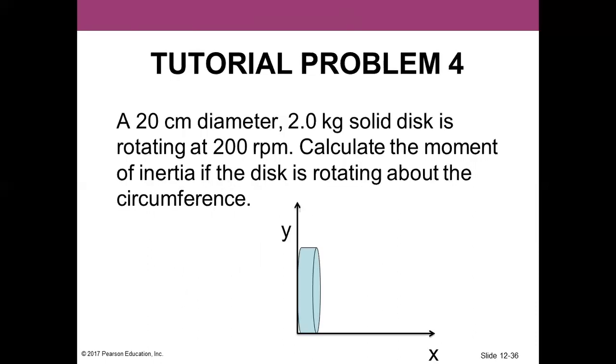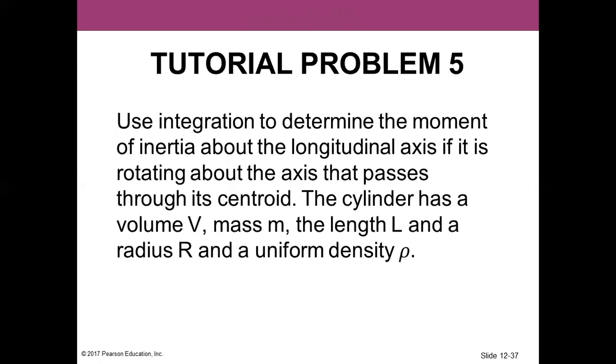Tutorial problem number 4, please do it by yourself at home. You have a 20 centimeter diameter, 2 kg solid disc, which is rotating at 200 revolutions per minute. We need to calculate the moment of inertia if the disc is rotating about the circumference now, instead of about the center.